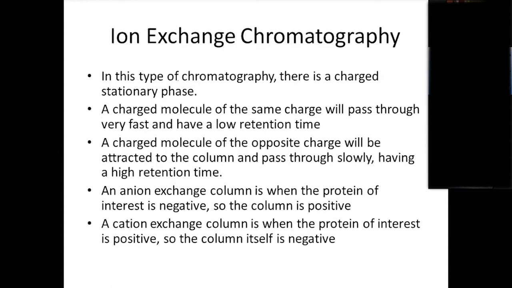Next one, and this one's a little bit tricky, ion exchange chromatography. In this type of chromatography, there's a charged stationary phase. So it's either positively charged or negatively charged, the wall or the column. A charged molecule of the same charge will pass through very fast and have a low retention time. A charged molecule of the opposite charge will be attracted to the column and pass through slowly with a high retention time.